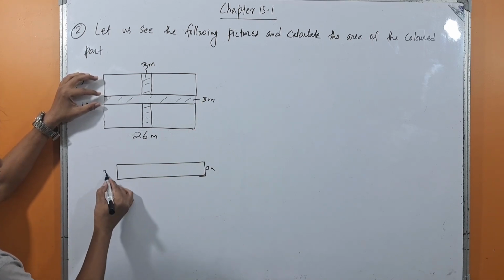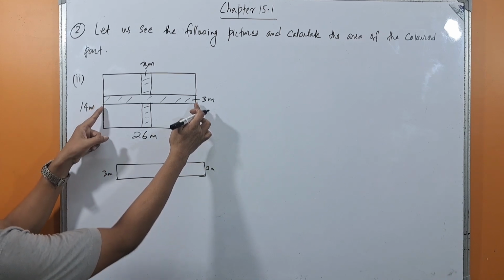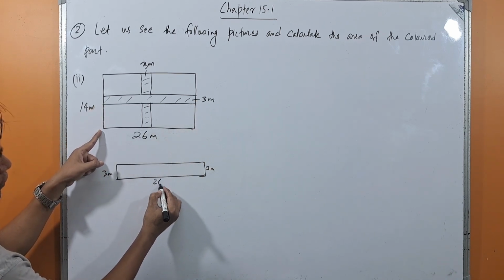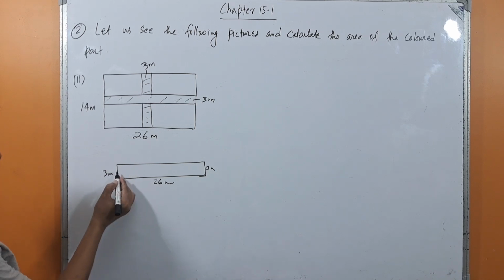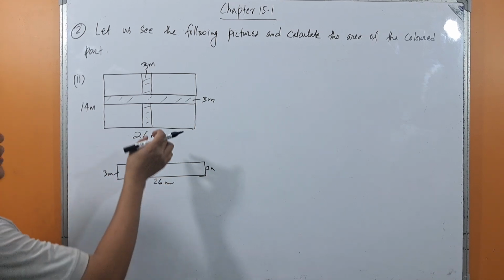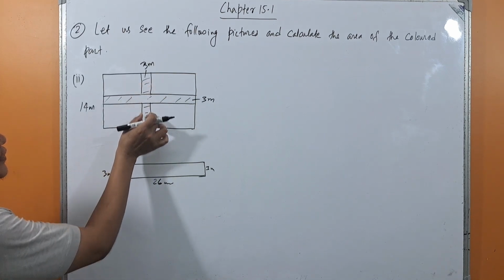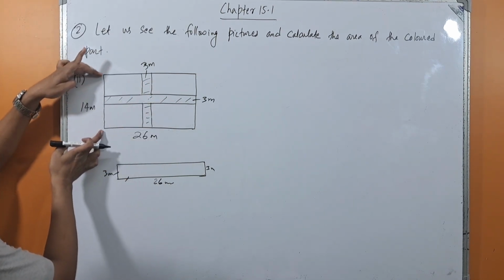This is 3 meter. Length is 26 meter. So we can find the area of this figure by simply multiplying the adjacent sides, 3 into 26. After that we will find the area of this rectangle also. Okay, and the breadth is 14.